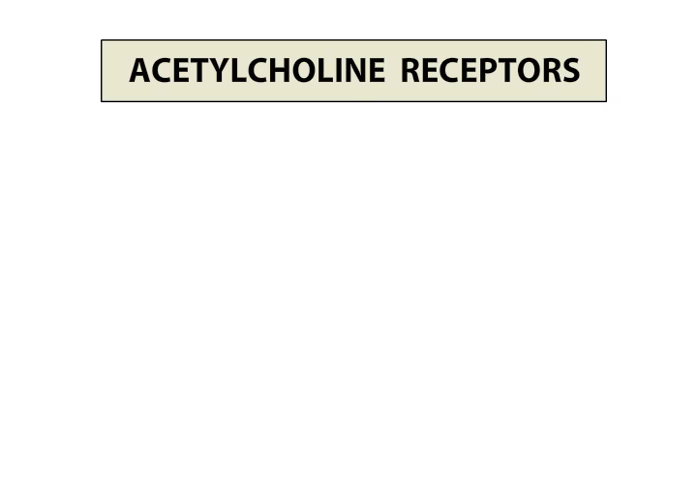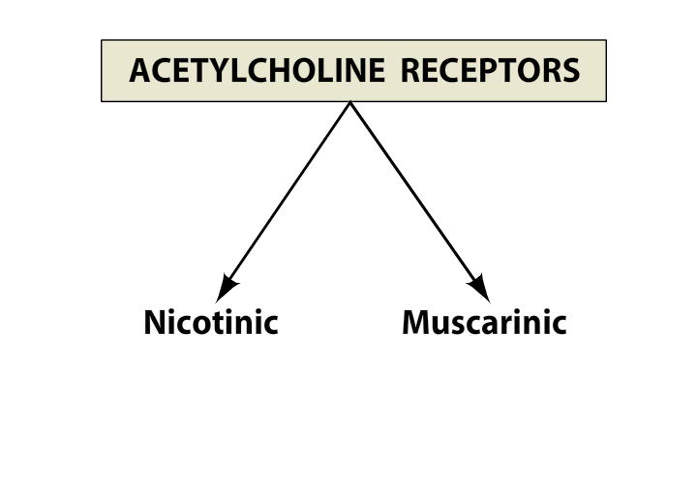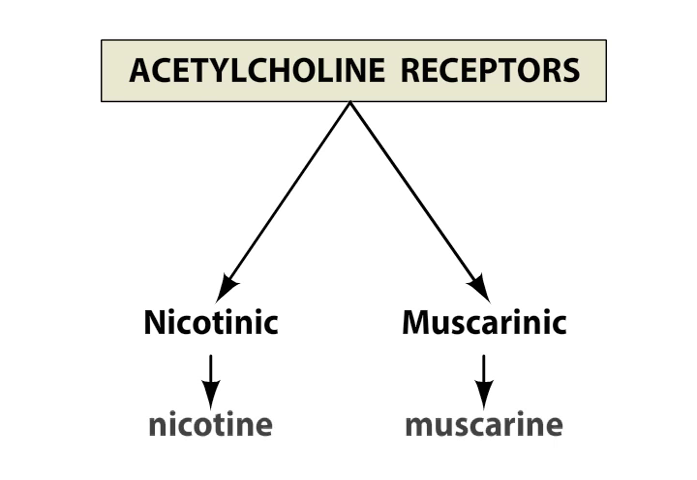There are two broad classes of ACH receptors, nicotinic and muscarinic receptors. These receptors are so named because of the drugs nicotine and muscarine that selectively activate each of the receptors.